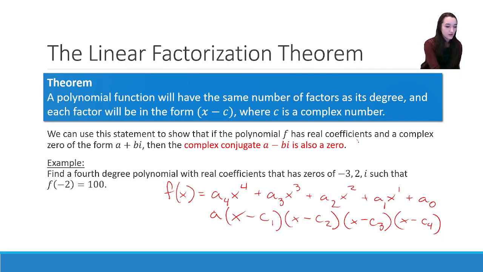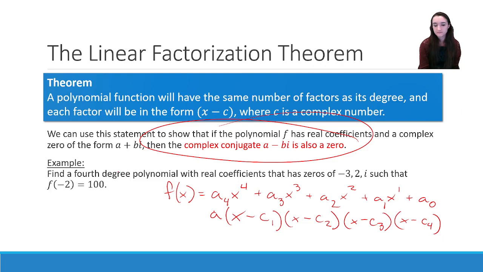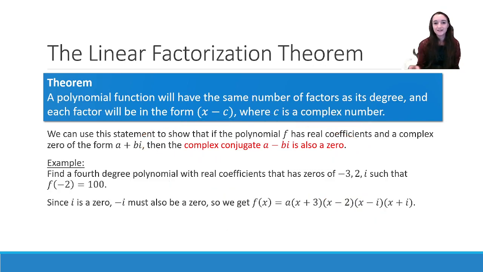So that's where our complex conjugate comes in. So we're going to replace our c's with our zeros of negative 3, 2, and i, but we're also going to have to include negative i. So since i is a 0, negative i must be a 0 due to it being its complex conjugate. So we plug each of these in. We get x minus negative 3 is x plus 3, x minus 2, x minus i, and then x minus negative i, or x plus i.